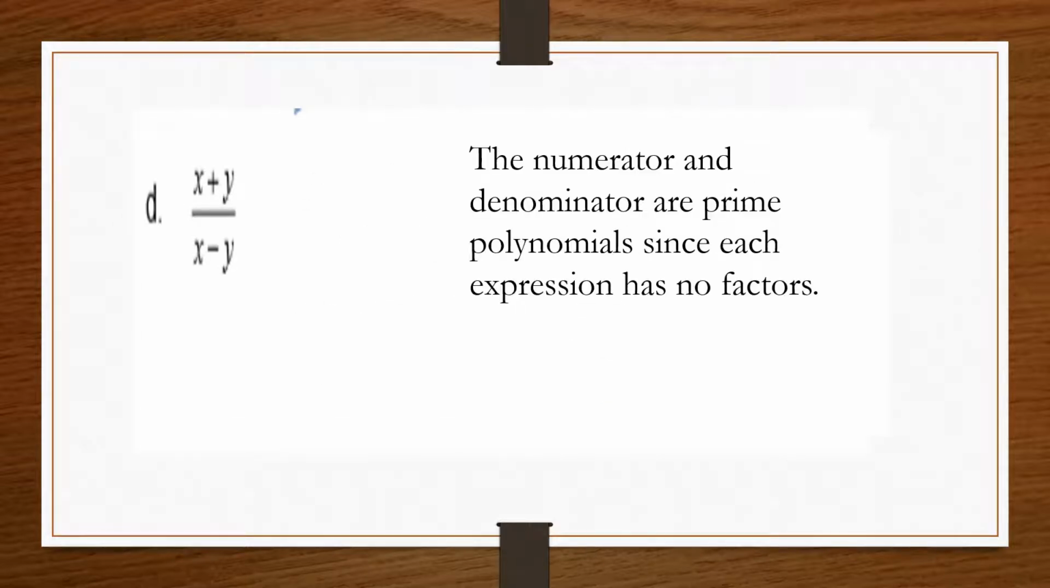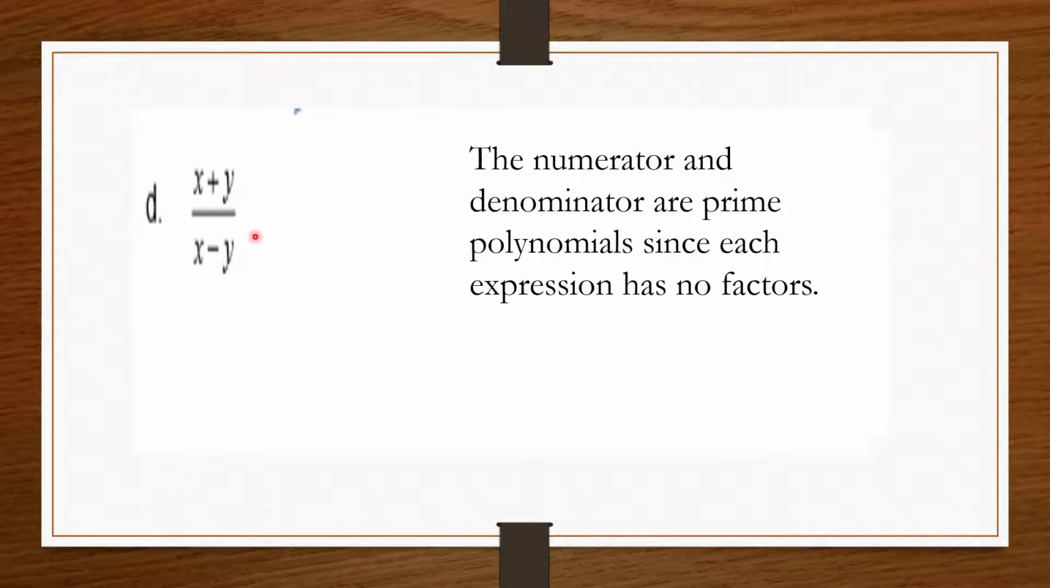Next, x plus y over x minus y. Here, the numerator and denominator are prime. They are prime polynomials. Okay, since each expression has no factors. So if the expression has no factors, we simply call it prime.